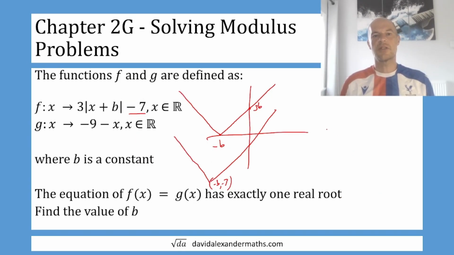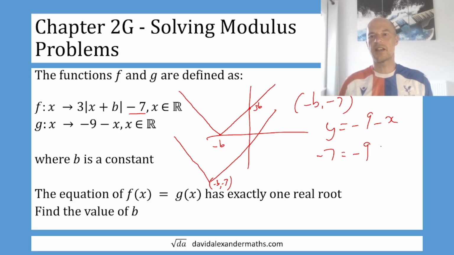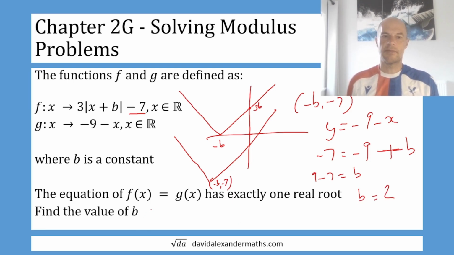So we know the equation of the line is y is -9 take away x, and it goes through the point -b, -7. So let's just sub these in. So y is -7, is -9 take away x, which is -b, minus, there we go. And of course minus -b is plus b. So what I'm going to do is add 9 to both sides. So 9 take away 7 is b. So therefore b is 2. There we go. So b is 2.